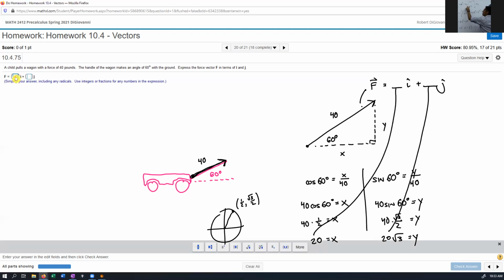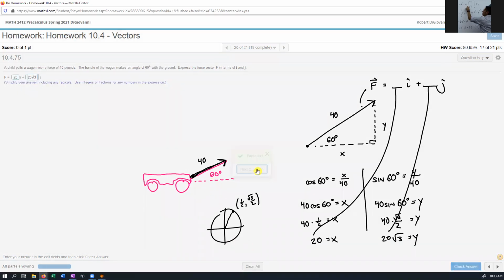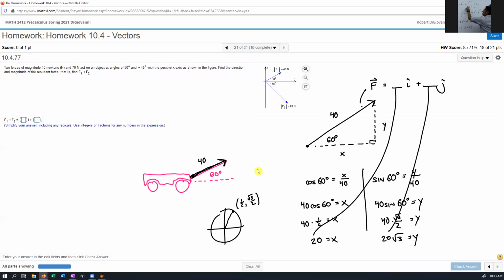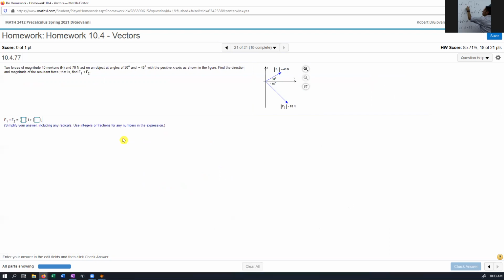So we have 20 plus 20 square root of 3. There we go. All right, I'm guessing this last one's going to be a little harder. Okay, so I did not do this one. I haven't done this one. Yeah, I think we can do this.